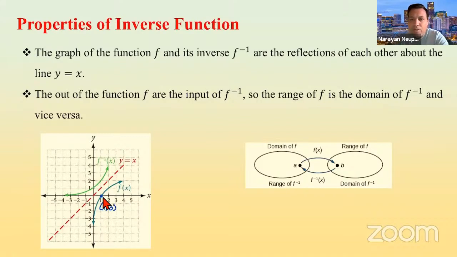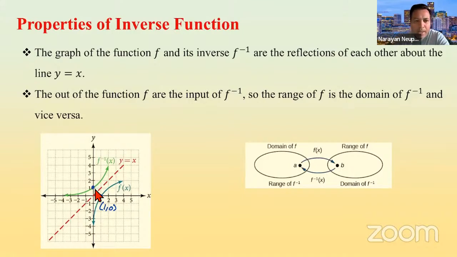Now see, we are reflecting. As we are talking about reflection about the line y equal to x, whenever we reflect about the line y equal to x, the x and y coordinates will switch. So here on this blue function, the point on the graph over here is 1, 0. Now, Sagar, look where I am pointing. Let me also put a dot there.